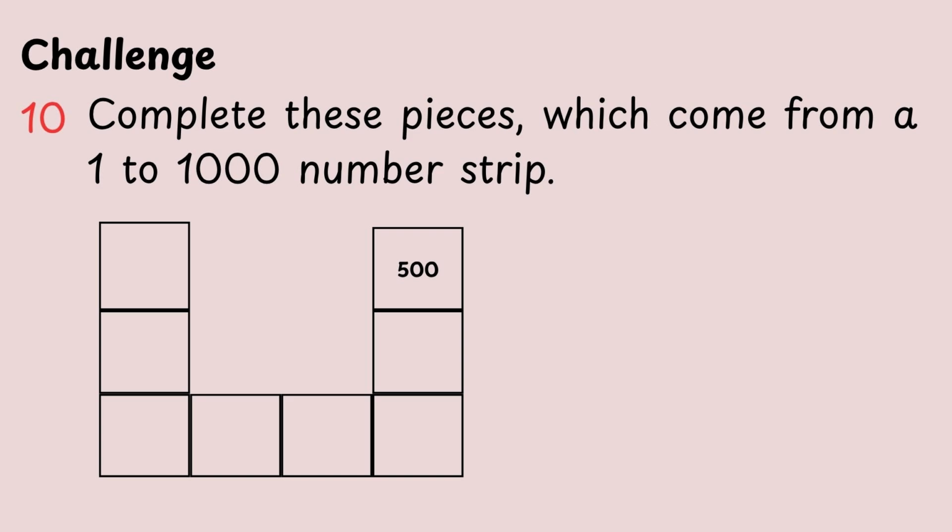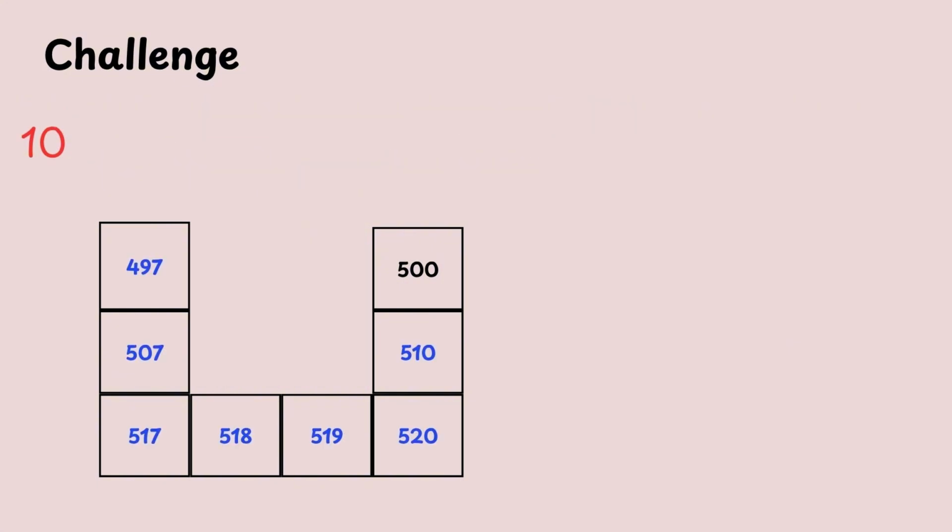Challenge. Question number 10. Complete these pieces which come from the 1 to 1000 number strip. So look at this big U shape. We only have one single clue to work with, the number 500 up in the top right corner. So let's follow the right column straight down first. We start at 500. One row down, 500 plus 10 will be 510. Another row down will be 520.